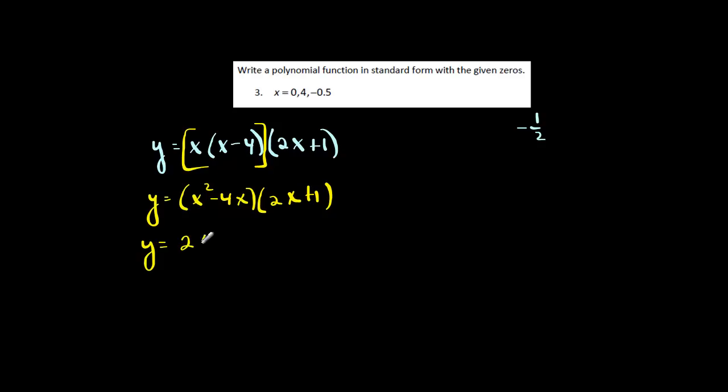So 2x cubed plus x squared minus 8x squared. So that would be minus 7x squared minus 4x. And that's your answer.